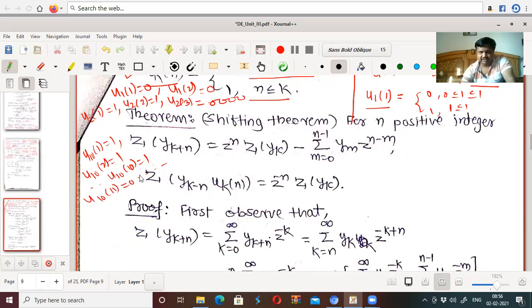For n a positive integer, Z of yk plus n equals z raised to n times Z of yk minus the summation over m from 0 to n minus 1 of ym into z to the power n minus m. This is called the shifting theorem. What does the shifting theorem say? If we know the Z transform of yk, then we can find the Z transform of yk plus n.